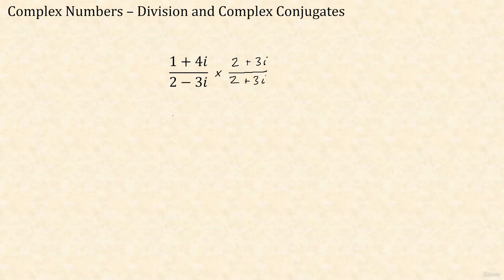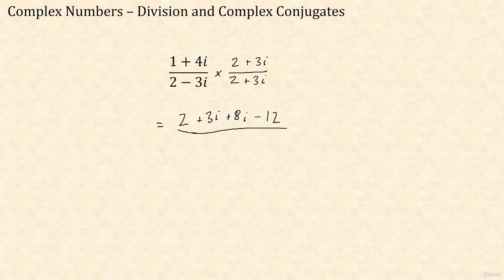So 1 times 2 is 2. 1 times 3i is 3i. 4i times 2 is 8i. 4i times 3i, well, 4 times 3 is 12, and i squared is negative 1, so that's minus 12.